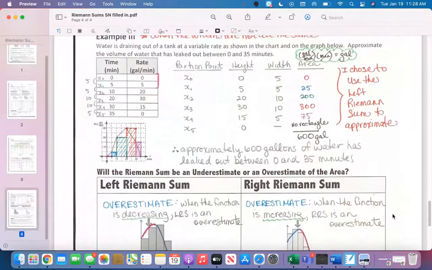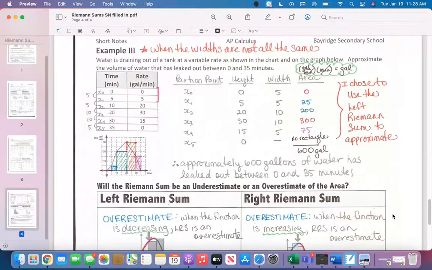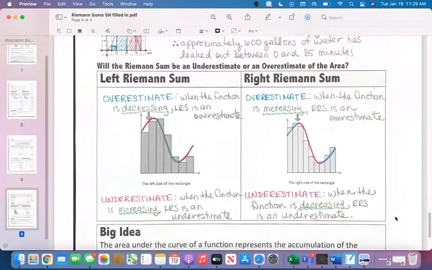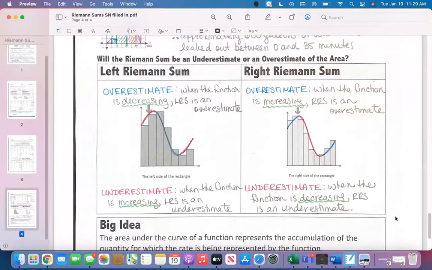Okay, so hopefully these 3 examples give you a visual of how to calculate Riemann sums with a function, how to do it within a table, how to create left Riemann sums, right Riemann sums, use the trapezoid approximation, look at midpoints, look at examples that have widths that are equal and widths that are not equal. And just as a final kind of two big ideas here, I just wanted to sum this up.